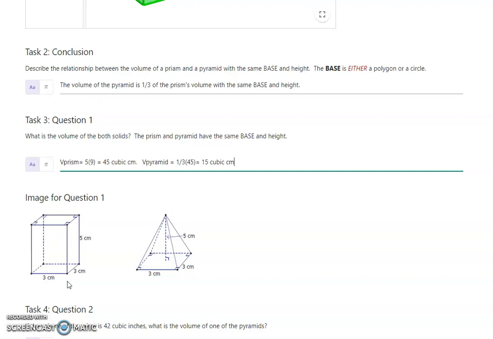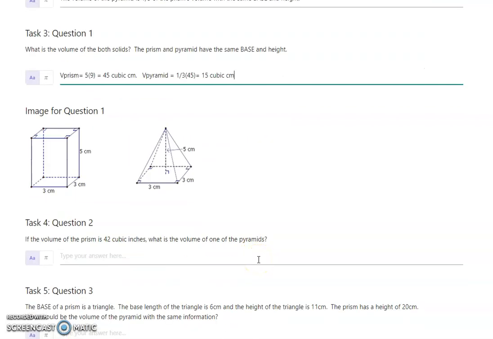Well, with a pyramid, we're also going to start with the base, and we're going to look at the shape as being a prism first, and then we're going to take 1/3 of that volume to find the volume of that pyramid. So keep that in mind as you're working through these problems, that the relationship between these two shapes is the pyramid's volume is 1/3 of the prism.